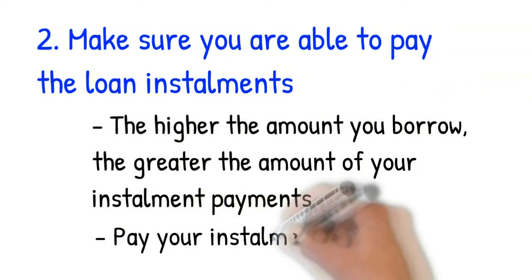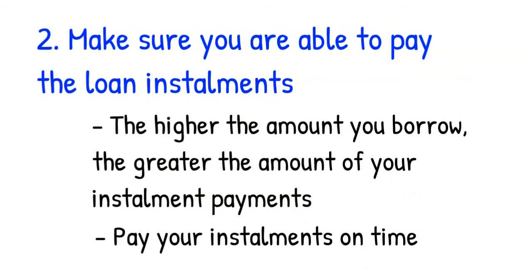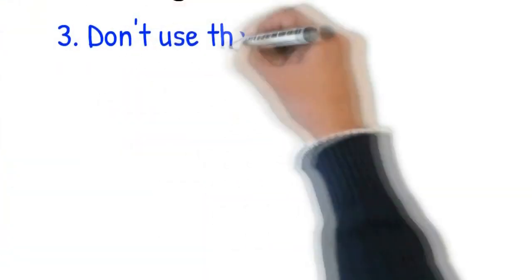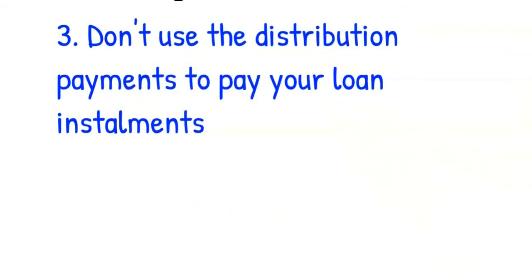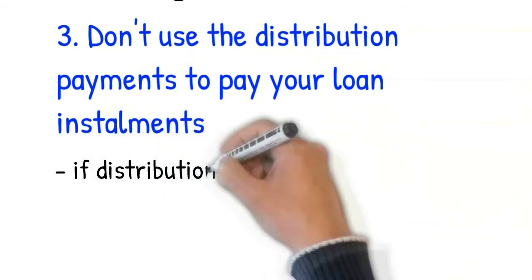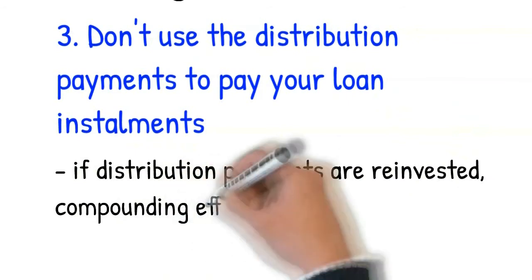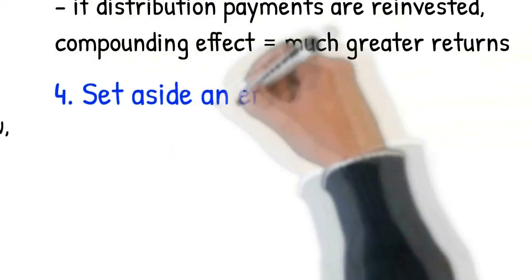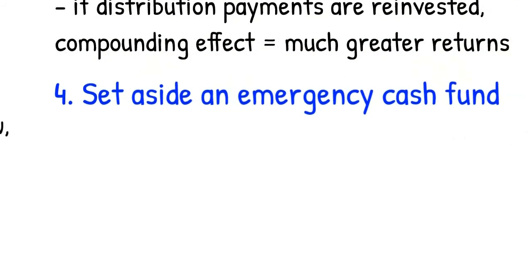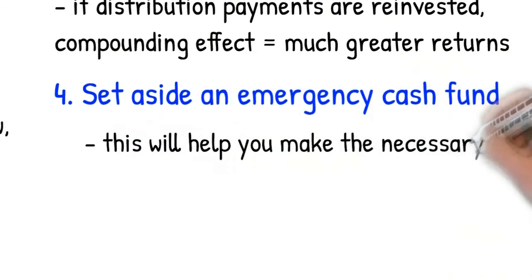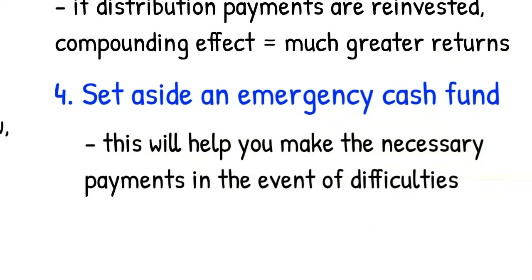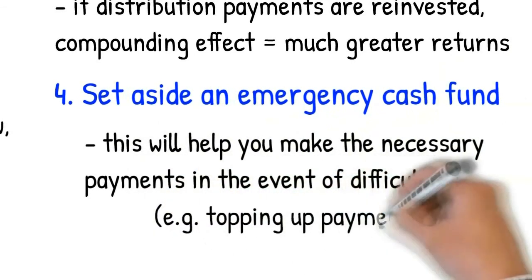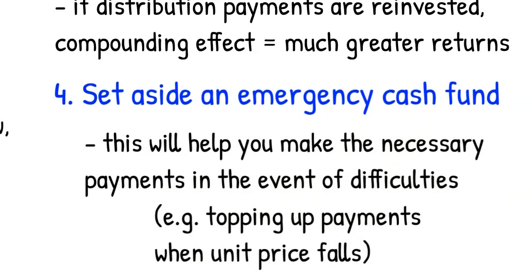Hence, being able to service the loan on time is crucial. Don't use the distribution payments to pay your loan installment. If you keep the distribution payments received in the unit trust scheme, the compounding effect will generate greater returns in the long term. Set aside an emergency cash fund. By having money readily available, this will help you make the necessary payments in the event of difficulties, such as when you have to top up your installment payments due to decreasing unit price.